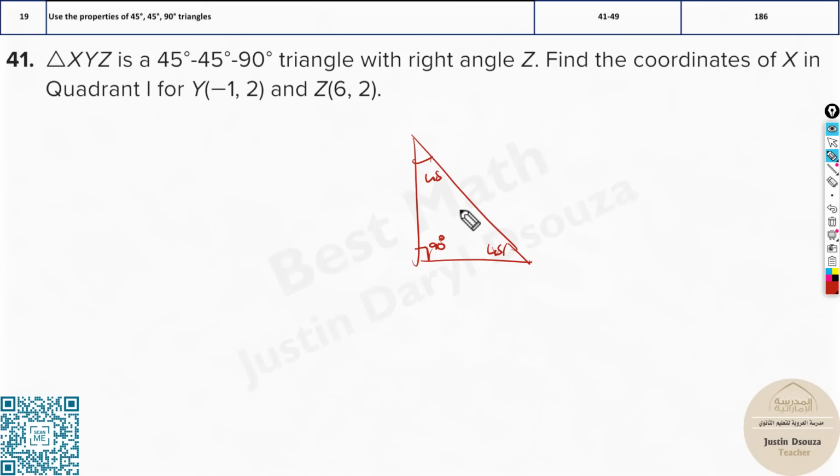For 45, 45, 90, the hypotenuse is always equal to square root 2 times the length of any of the sides. This is the hypotenuse, right? The other two sides must be equal because it's like an isosceles triangle. Because these two angles are equal, the legs of the triangle must be equal. Now, if you know any one length, say L, then the hypotenuse is square root 2 times L. That's it.